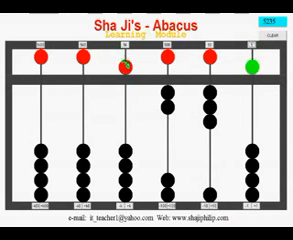This represents 5000. This one, 2 earth beams, 100, 100, 200. Here 3 earth beams, 10, 10, 10, 30. And here one heaven beam, that's the unit position, that is 5. So now the value is 5235. So clear it again.